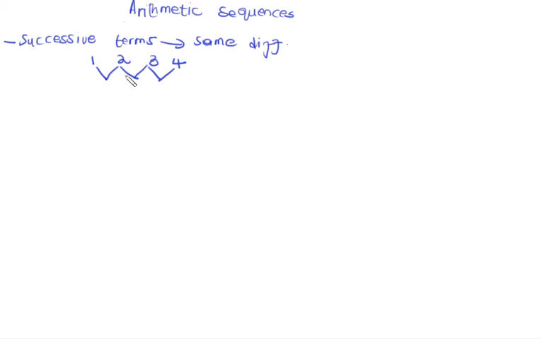In this case, we have 2 minus 1, which gives 1, 3 minus 2, which gives 1, and 4 minus 3, which also gives 1. And so this is the common difference that we refer to. This common difference is given the letter D.